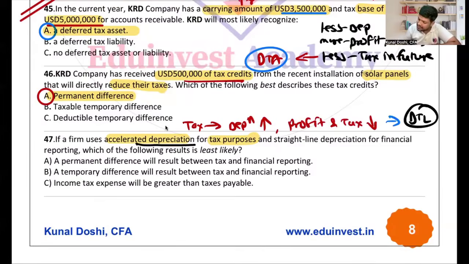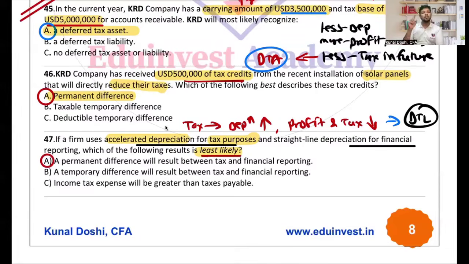So if a firm uses accelerated depreciation for tax and SLM for financial reporting, which of the following is least likely? First of all, is it a permanent or a temporary difference? It's a temporary difference, isn't it? And this will result in a DTL. So a permanent difference will result, no, this is not the situation. That's what is least likely.